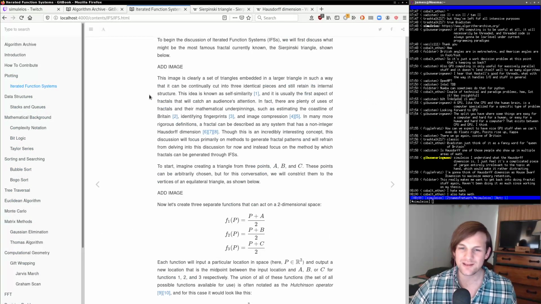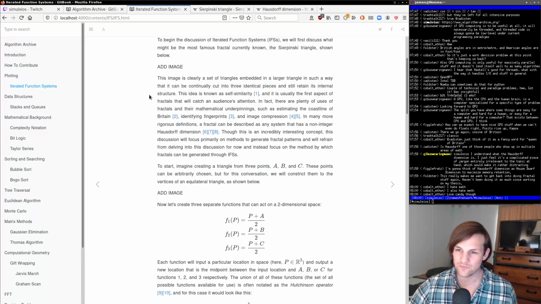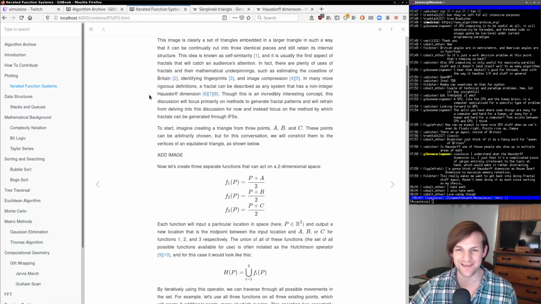So I just need to add a statement about kind of what that is, and then we can go from there. Love candy, though. I'm glad to hear that, Cobalt.